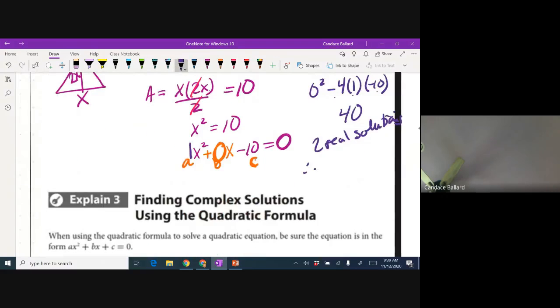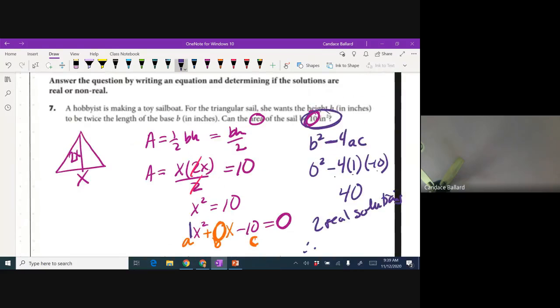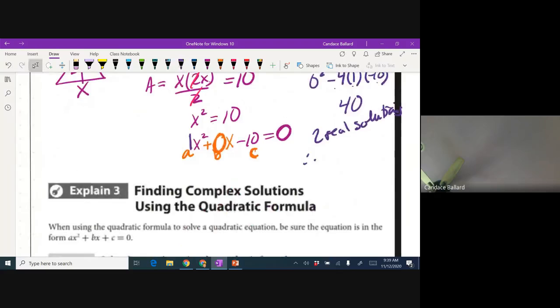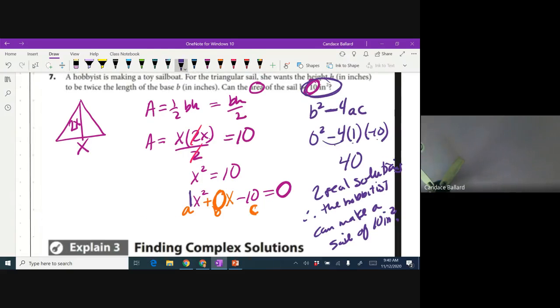So therefore, the 3 dots means therefore. What was her name? Oh, the hobbyist. The hobbyist can make a sail of 10 inches squared. Matthew, it was a negative 4 times a negative 10, so it's a positive 40. Okay.